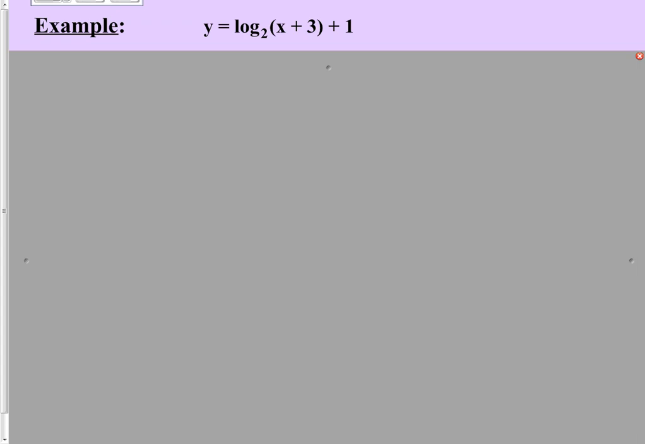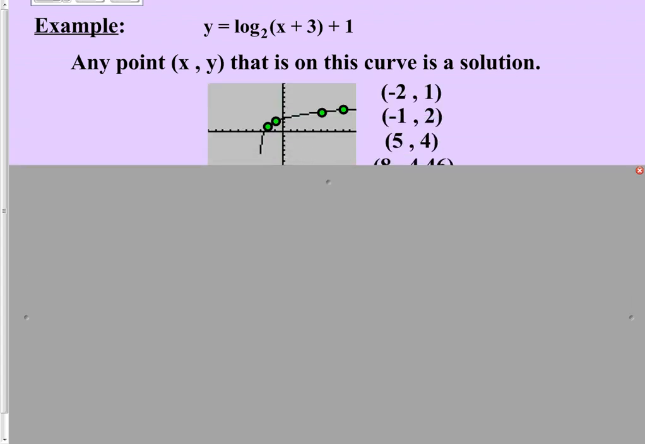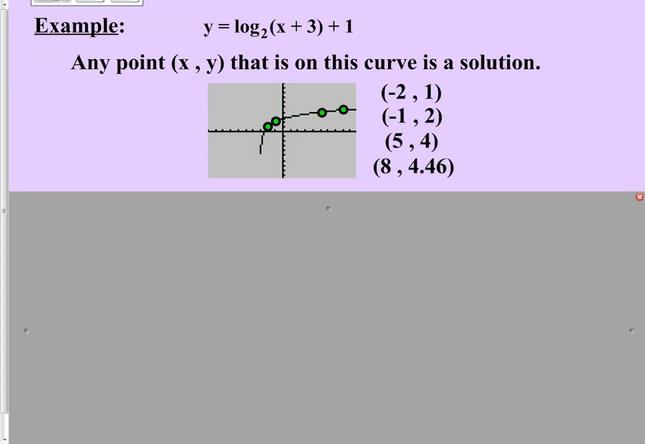Now the same information continues to apply. Any point x comma y that exists on this curve is a solution. So I graphed it, took a little screenshot of it there for you. That's what the graph of log base 2 of x plus 3, plus 1 looks like, and I've marked 4 particular points on it for no particular reason.